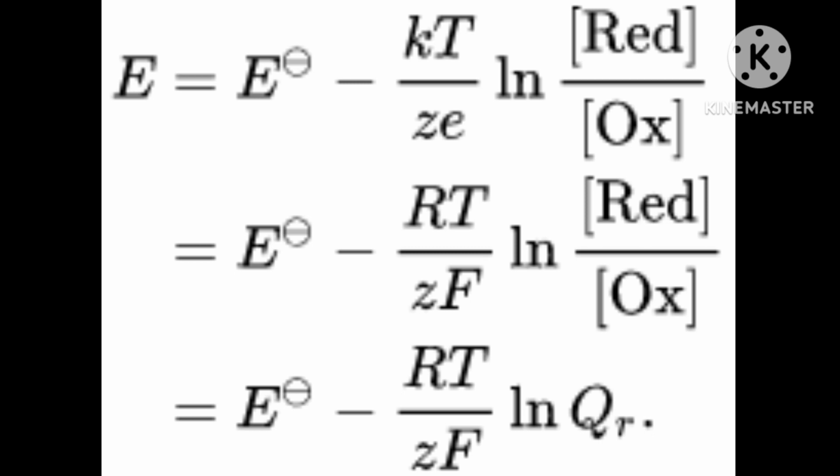Means A, B, C, D, all you have to write in brackets, and upside you write the coefficient values as powers. Means [C]^c, [D]^d, and down [A]^a, [B]^b. Then this is the general expression for Ecell.